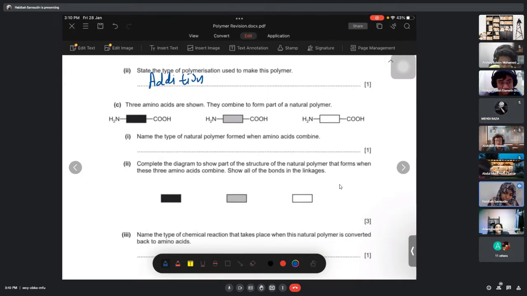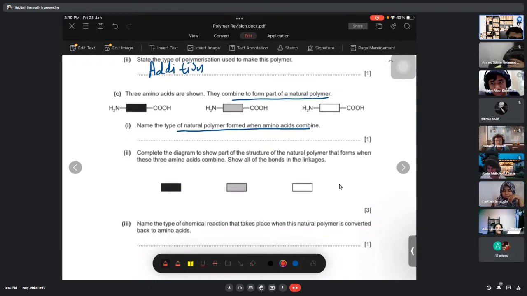Okay, three amino acids are shown. They combine to form part of a natural polymer. So we have three monomers here. Name the type of natural polymer formed when amino acids combine. So what's the name of the polymer? Peptide? Protein. Protein lah.